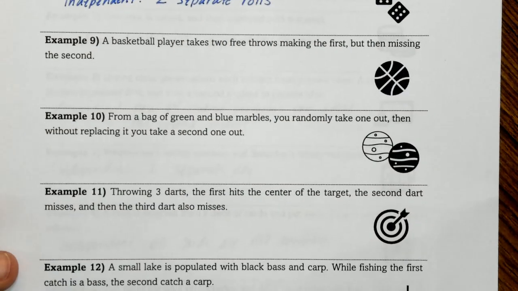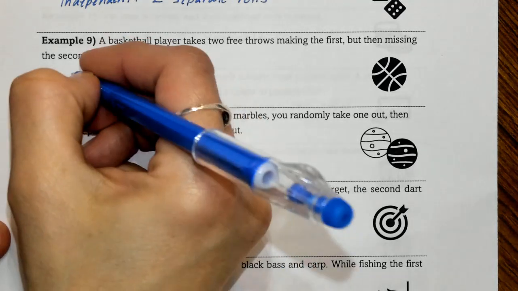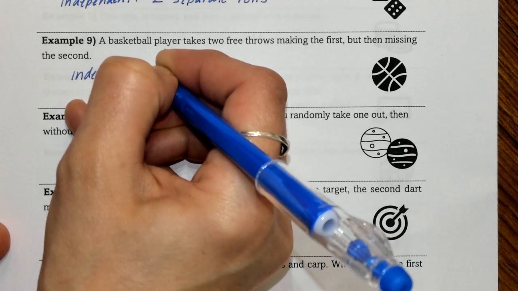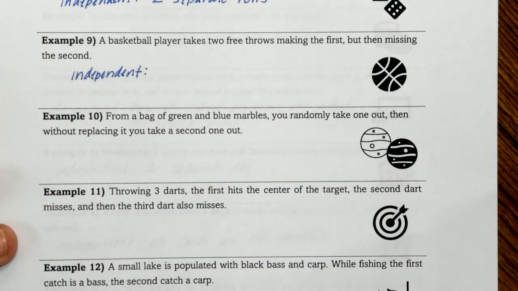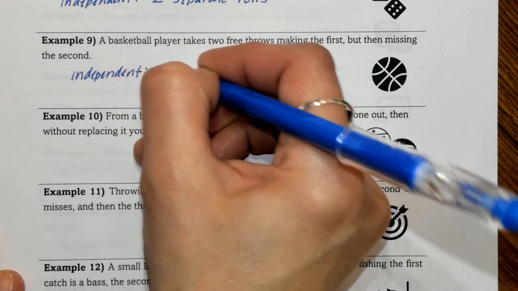Number 9, a basketball player makes two free throws, making the first but missing the second. So this will be independent because what happens on the first will not affect what happens in the second. They're still shooting from the same line. They're still shooting the same ball. We have 2 completely different throws. We put 2 separate throws.